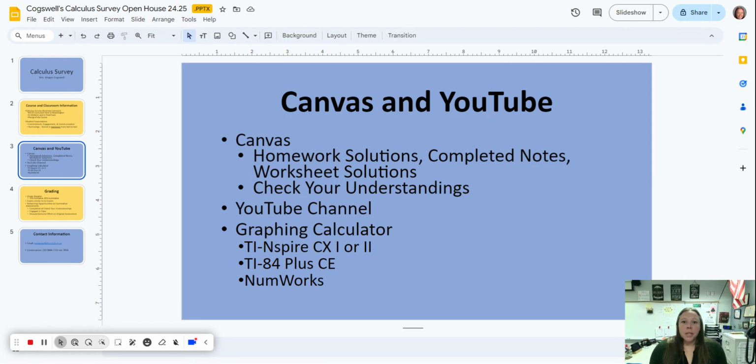And IU does something similar to this. They used to call it web work. I'm not sure what they call it now. But almost all colleges are going to some type of online platform for homework submission. So I think this is excellent practice for them. And they appreciate it. And so far I've gotten really good feedback from students.